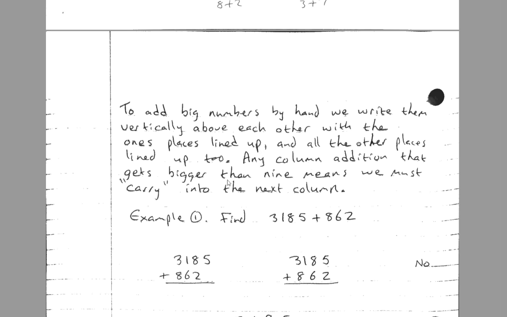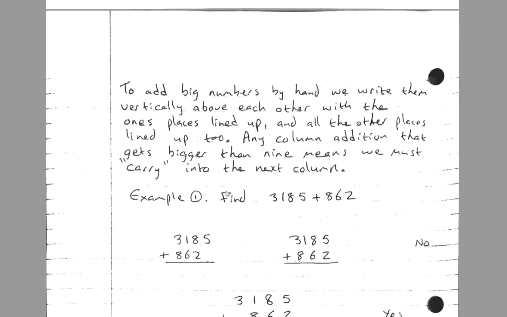If the number gets too big, so if it gets bigger than the biggest digit 9, then you have to carry into the next column. Alright, so this example, 3,185 plus 862. Okay, so we write one number over the other. Usually we put the smaller number on the bottom. Addition's commutative, so it doesn't matter which you put on top.